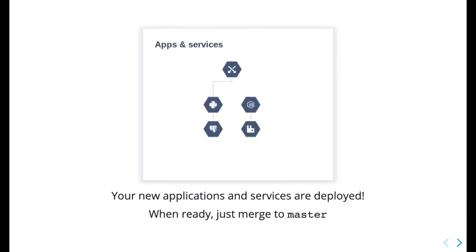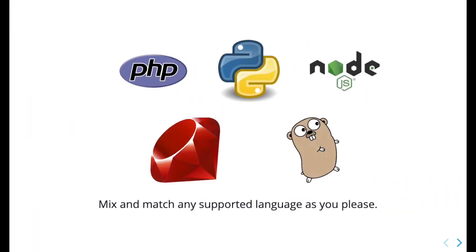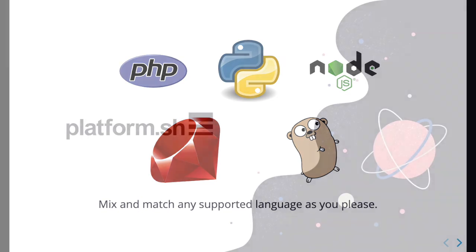In your management console, you will be able to see that your service graph has been updated, now with 2 application containers. When you're satisfied with your new infrastructure, merge to master and see the changes in production from that point on. There is no requirement that application containers use the same runtime, so feel free to mix and match your supported languages to fit your needs.